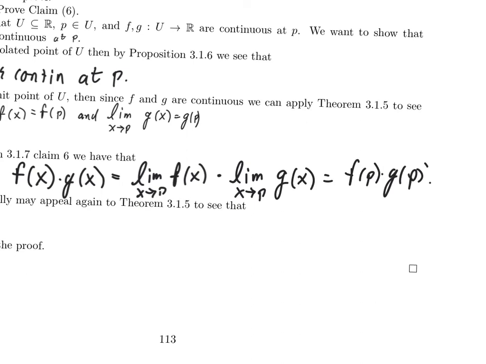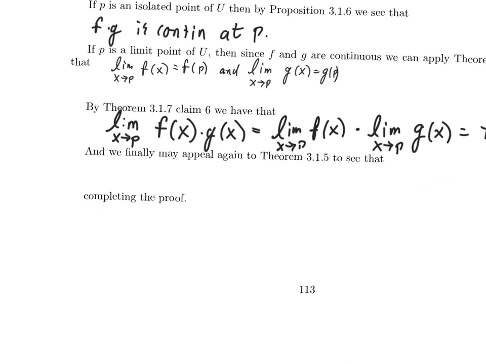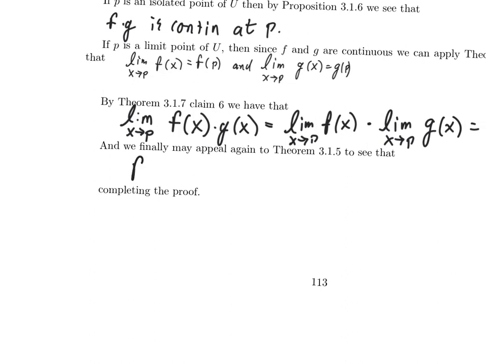So this shows that the limit of f of x times g of x is the same as plugging P into f of x times g of x. So I can appeal to theorem 3.1.5 to see that f multiplied by g is continuous at P. Completing the proof. And this is, I know, a really short video, but that's where I'll stop.